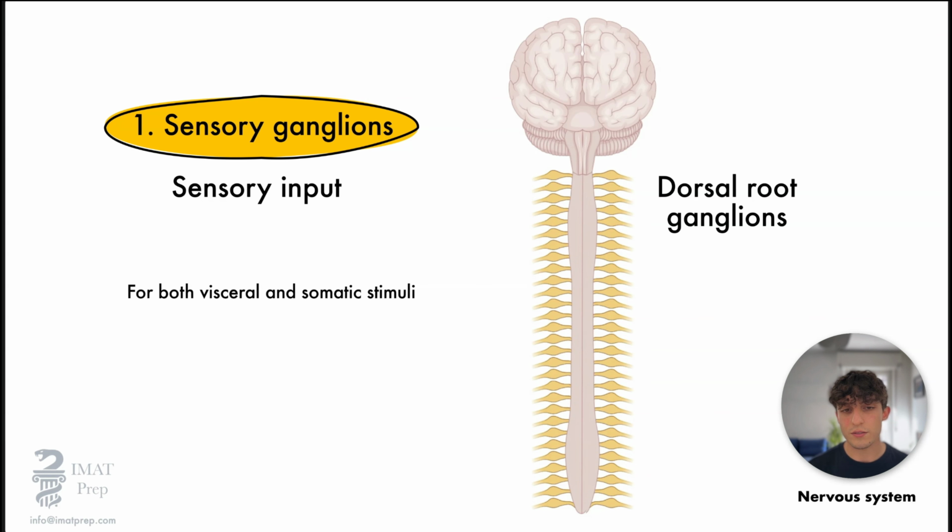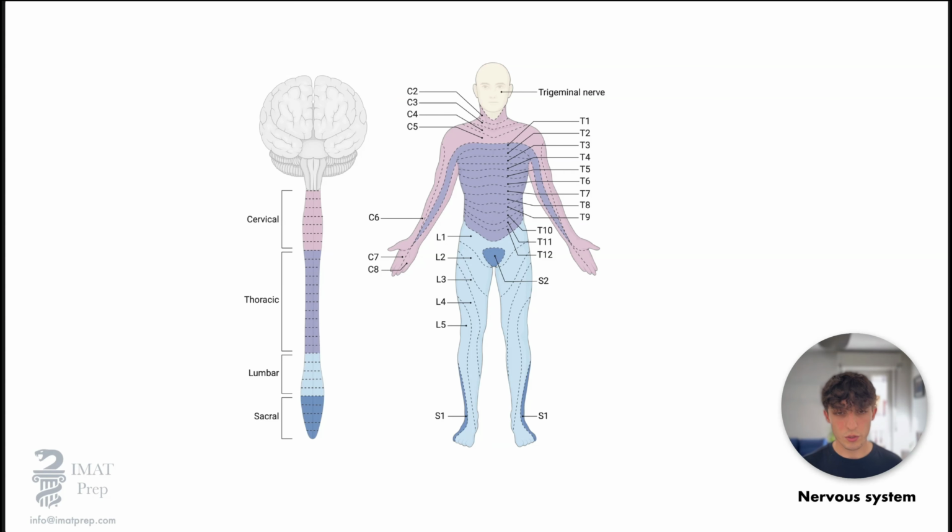And this type of sensory information can come from both visceral and somatic stimuli. In other words, these cells might have originated from the skin, for example, so somatic stimuli. Maybe it's carrying information that is pain from your hand, or it might be carrying some sensory information, so an input from an internal organ, viscera. So sensory ganglions carry both visceral and somatic stimuli. This is what I was referring to.